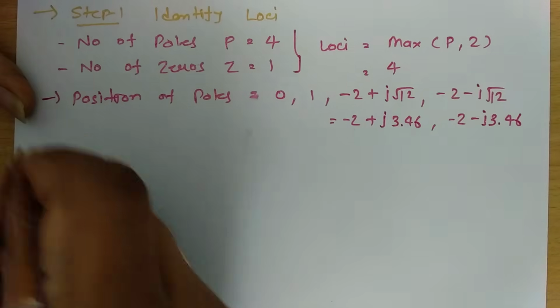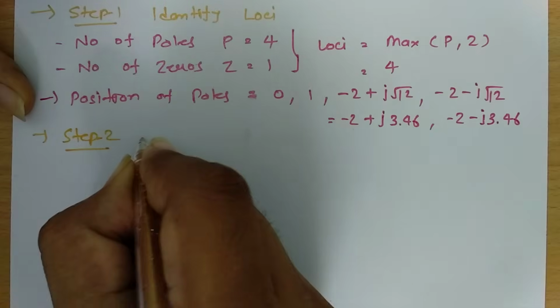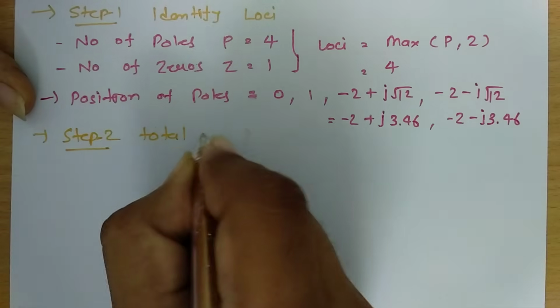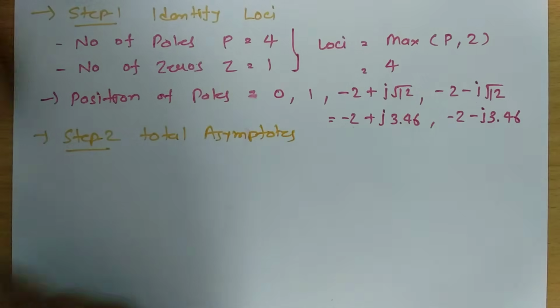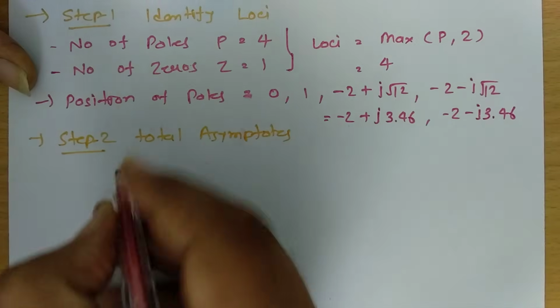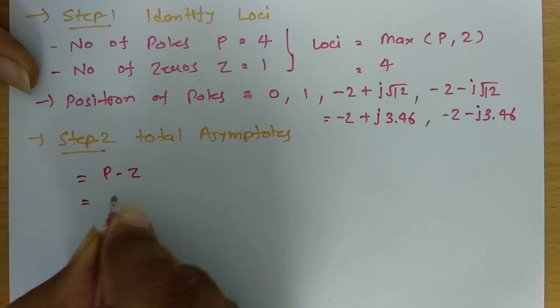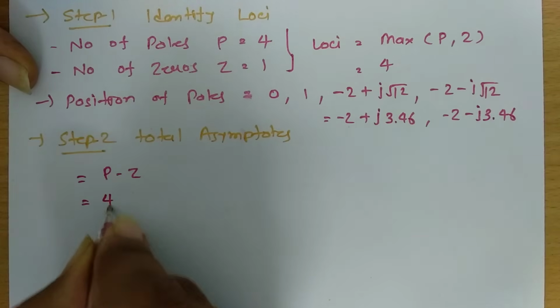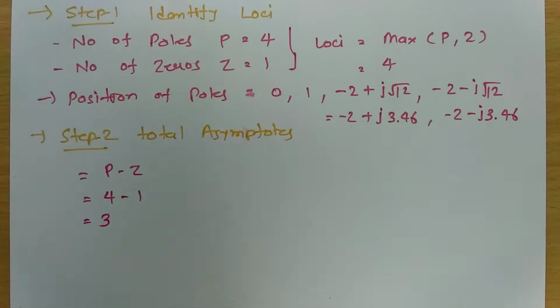Now the next step is based on asymptotes. So step number 2 is the total number of asymptotes. We can calculate it as poles minus zeros. So here 4 poles are there and 1 zero is there. So the total number of asymptotes is 3.